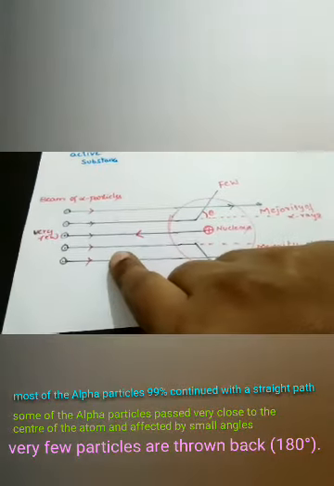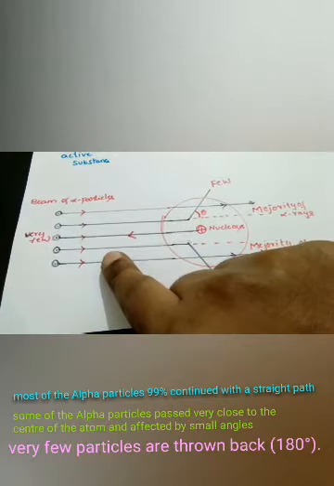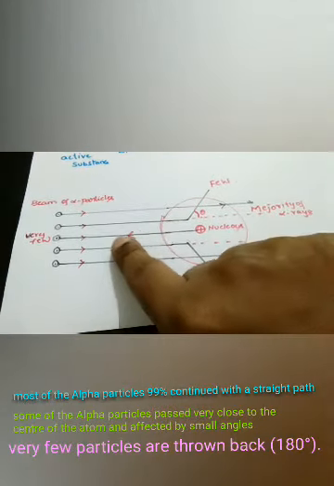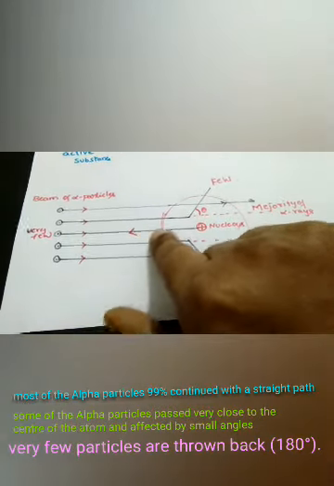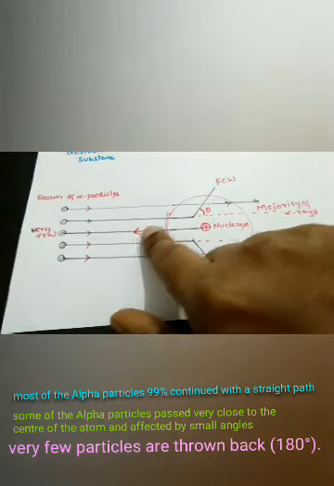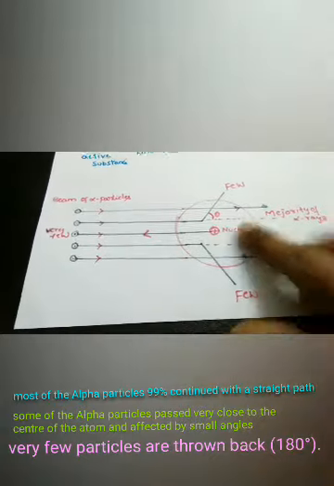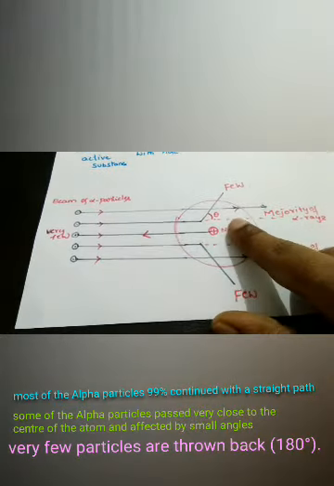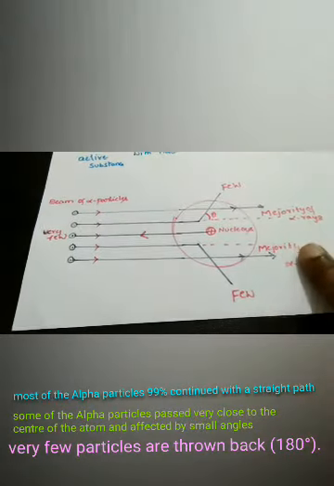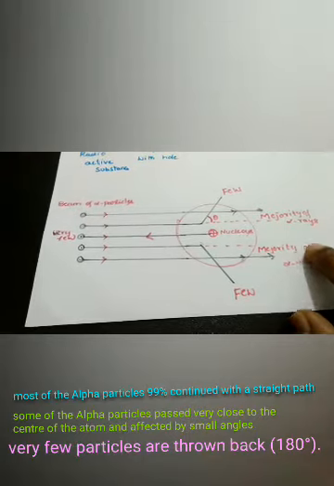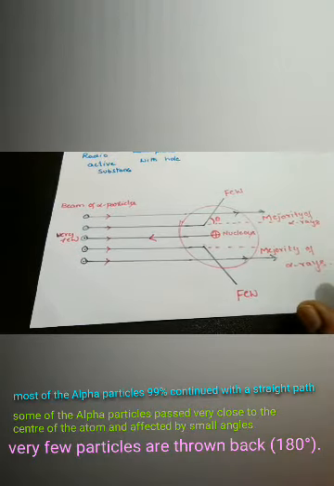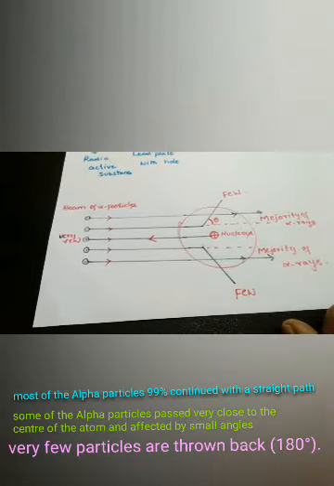these are a beam of alpha particles. Very few particles are coming back at 180 degrees. Very few are outside the path, and the majority of the alpha rays are passing like this.